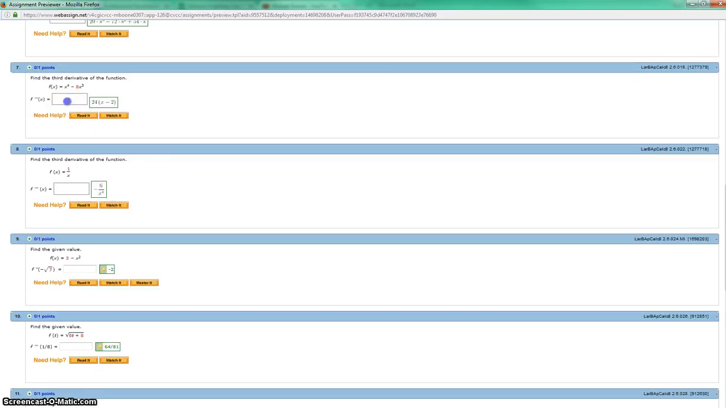A function like this, they're just asking you to find the third derivative. So the first derivative would be 4x cubed minus 24x. The next one would be 12x squared minus 24. And then the next one would be 24x.